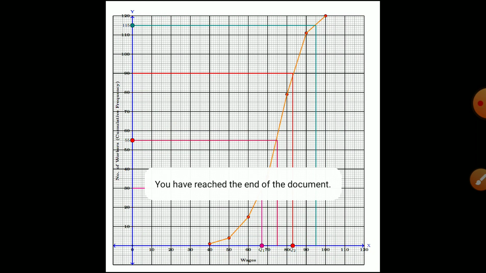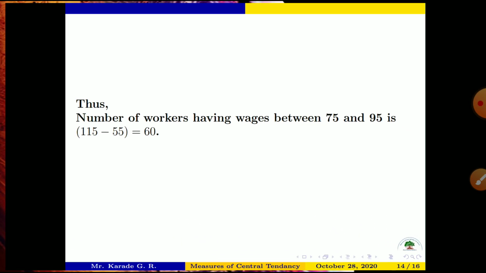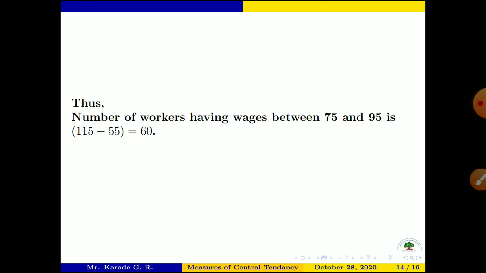Okay, so on the next line, thus the number of workers having wages between 75 and 95 is 115 minus 55, which is equal to 60. Therefore there are 60 workers having wages between 75 and 95. So in this way we have the answers to both questions.